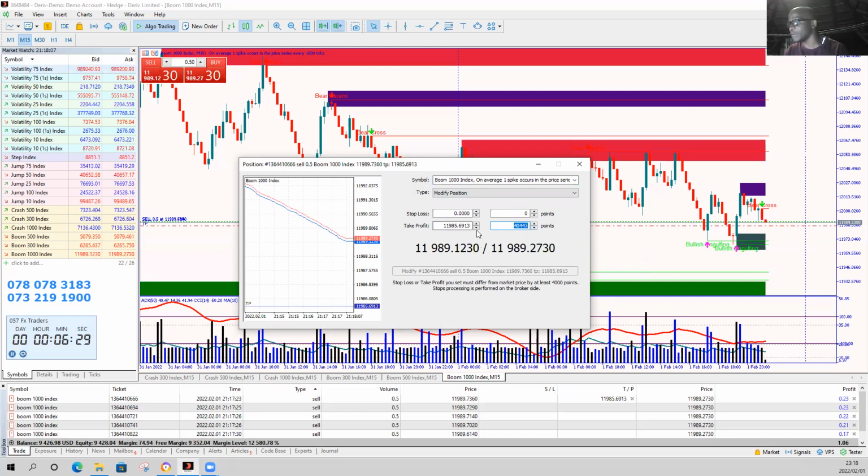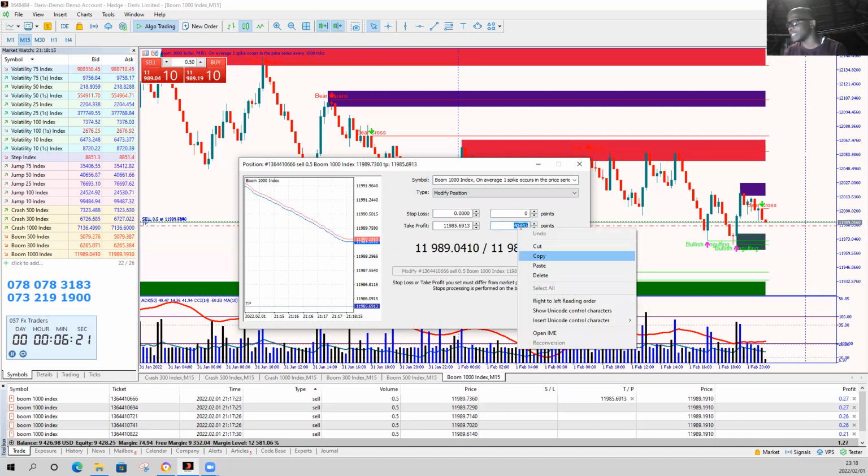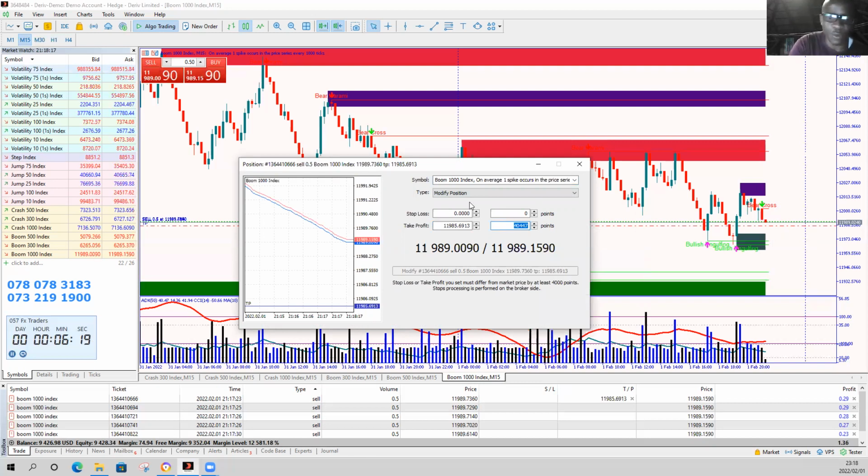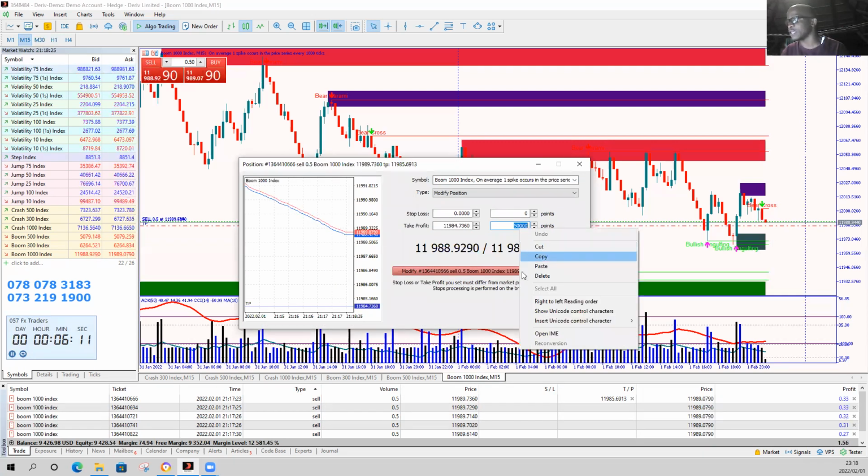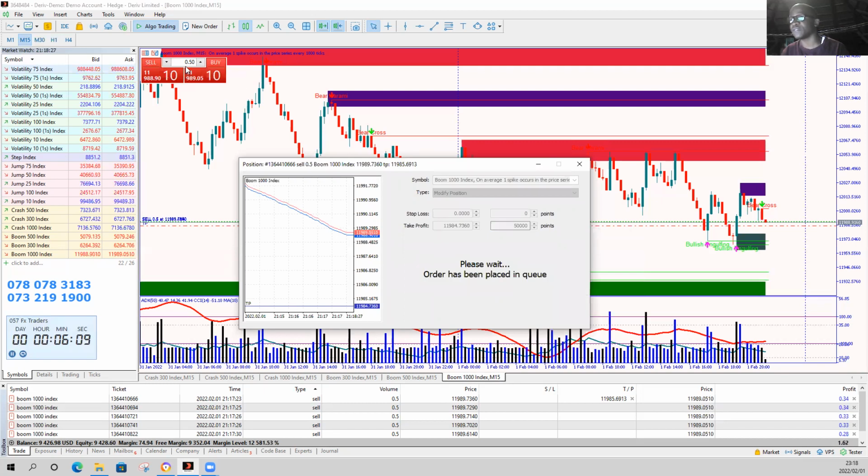scale number. The scale number is this number, the number that we see on the right-hand side here. I don't take it based on that. I take it based on the points. Normally, I put the points to 50,000. 50,000 is normally $2.5 if you are using 0.5.